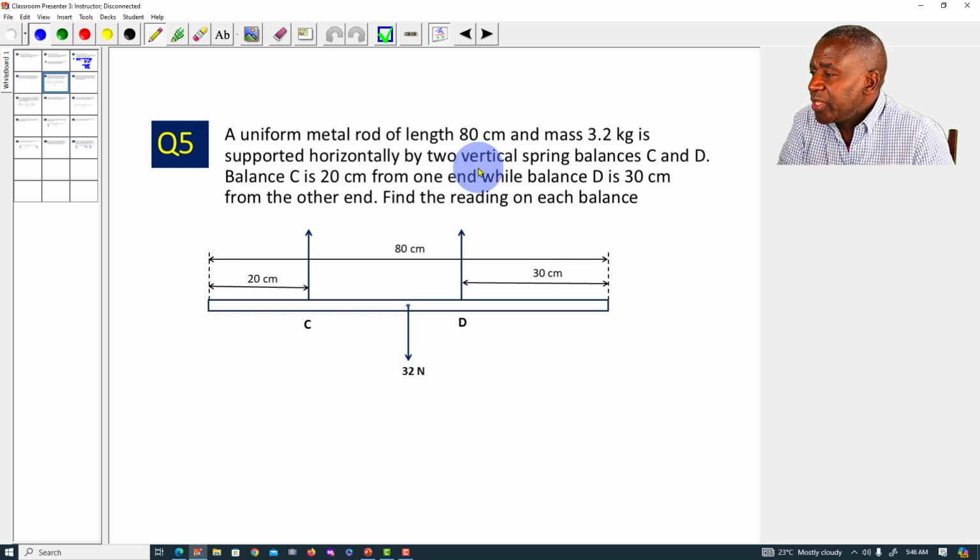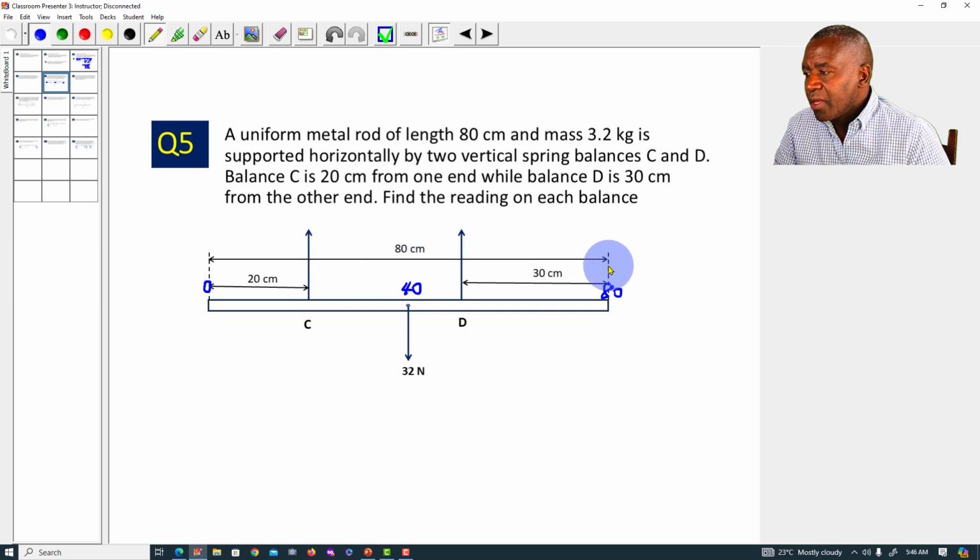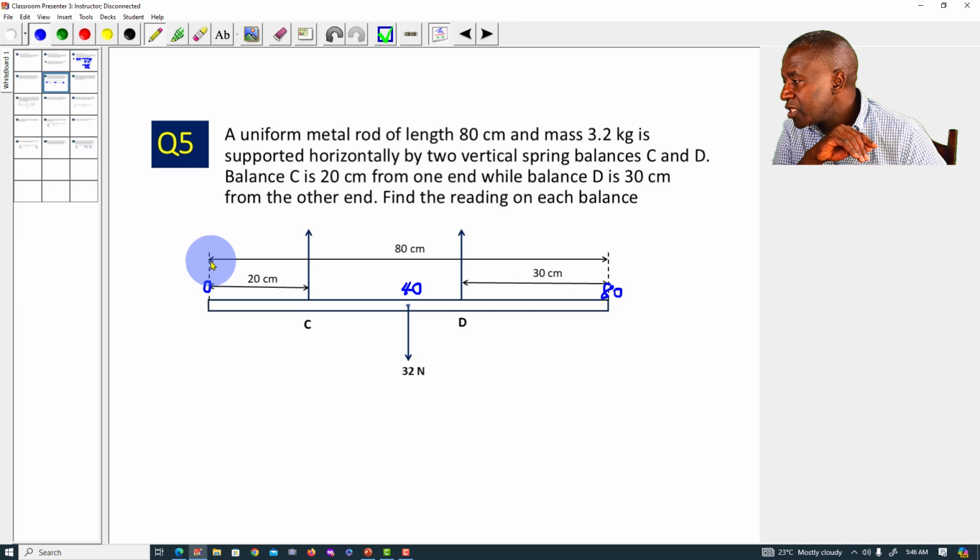So what do we do with this question? First of all, these 32 newtons, I hope you can remember how I've got 32 newtons. I've just multiplied 3.2 kilograms by 10 newton per kilogram. I got 32 newtons. That is the weight of the rod. And this is the 40 centimeters. If this is 0, this 40 centimeters, and this is 80 centimeters. These 80 centimeters that I've put here means the distance from this point to this point is 80 centimeters.